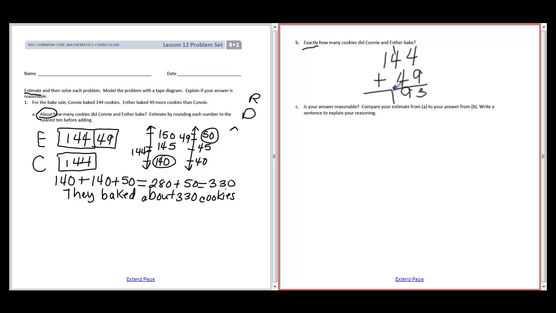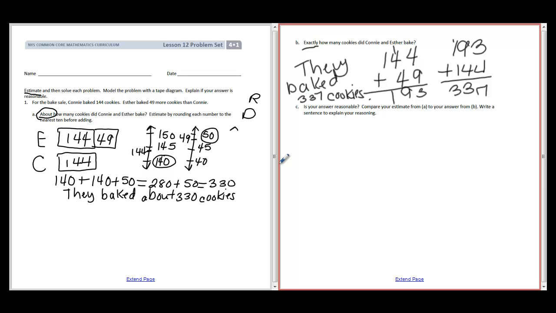193. If you feel like you know what to do here, go ahead and pause the video and do it yourself and then just check your answer. But if you'd like to work it with me, feel free. So now I'm going to take the 193 that Esther made, and I'm going to add that to 144 that Connie baked, and we'll see exactly how many cookies they baked together. So 9 plus 4 is 13. That gives me 337. So they baked 337 cookies.